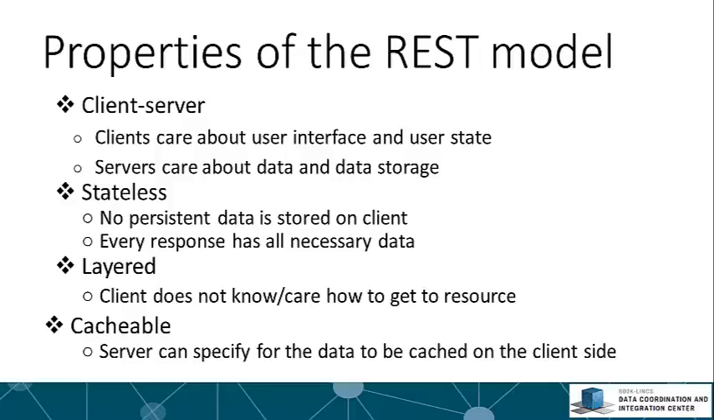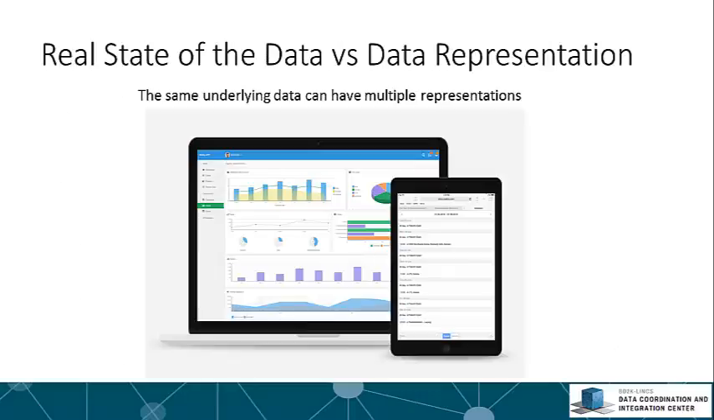And finally, REST resources are cacheable. If the server is sure that a resource will not change, it can instruct the client to store it for some amount of time. I suppose you could argue that this is the client holding some persistent data, but it's important to remember that the server has total control. The server can say to never cache or to stop caching.